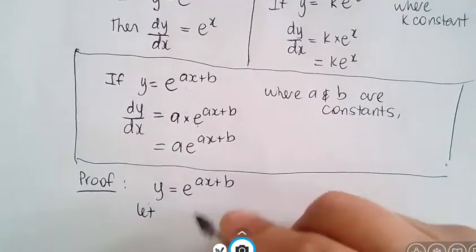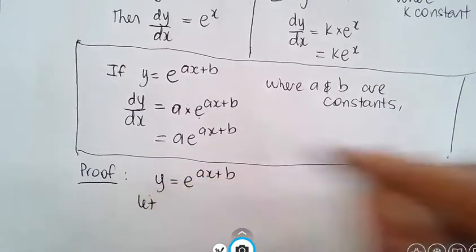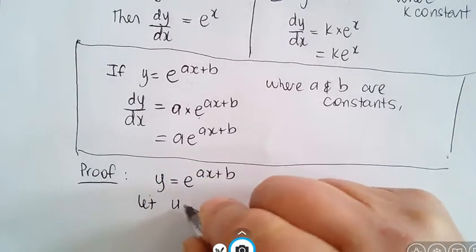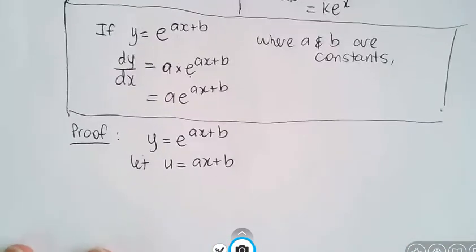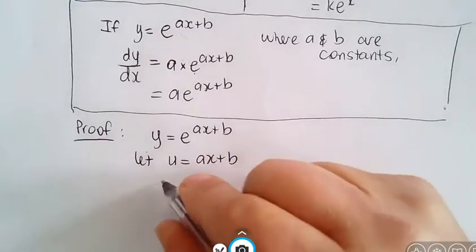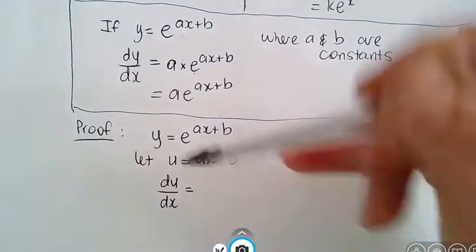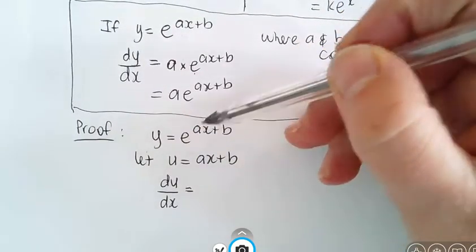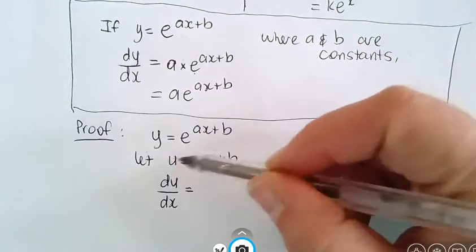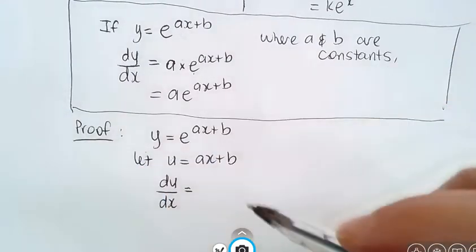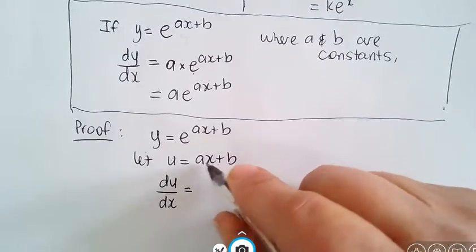Now, proof. If I let y equal e to the ax plus b, and if I let u equal ax plus b, I'm just doing chain rule here for the proof. What would be du/dx? If I let the power there be u, how do I differentiate u with respect to x? Differentiate this, you just get a.